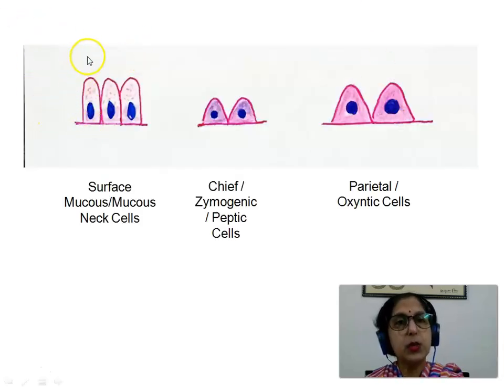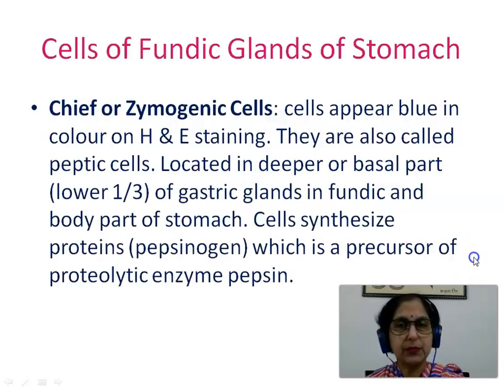What we see here are the surface mucus cells or the mucous neck cells, columnar cells with a basal oval nucleus and a foamy cytoplasm due to the mucus which gets washed away during the H&E preparation. Next, we go on to study the chief or the zymogenic cells. Cells appear blue in color on H&E staining. They are also called the peptic cells.